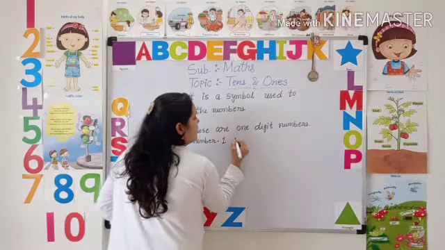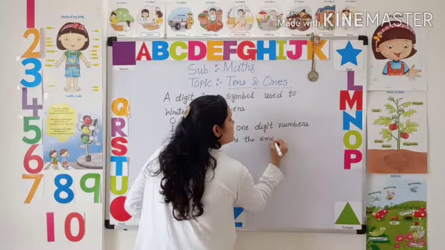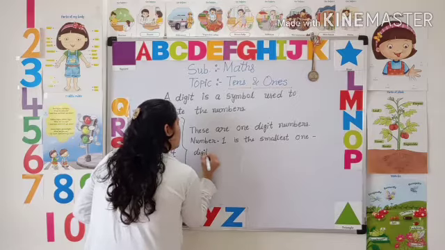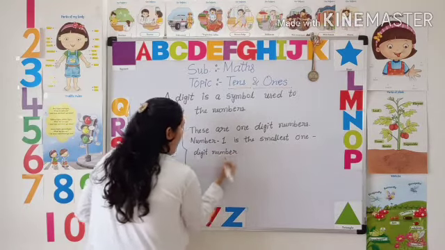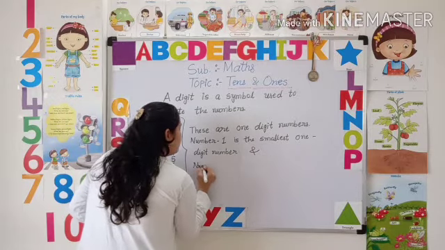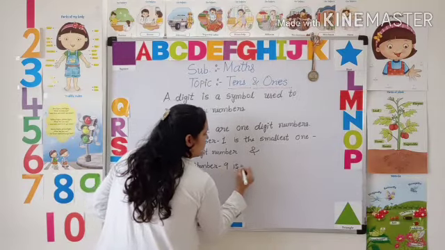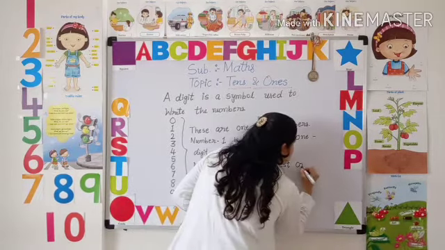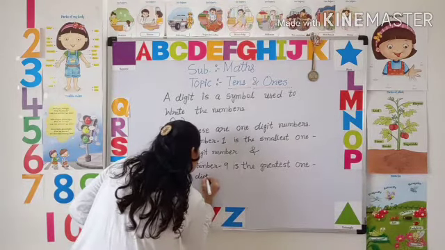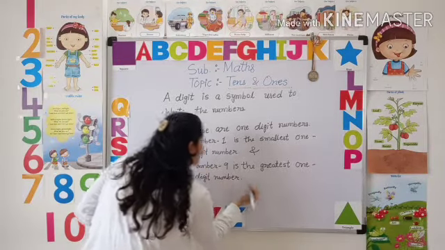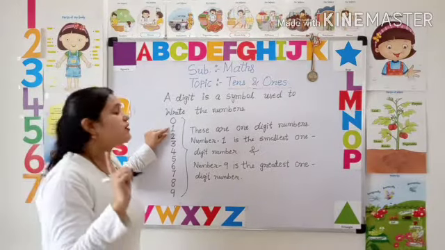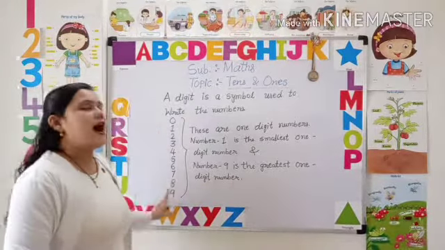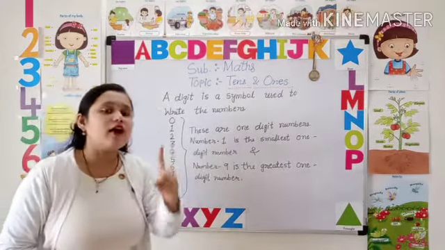Number 1 is the smallest one digit number and number 9 is the greatest one digit number. These are one digit numbers.